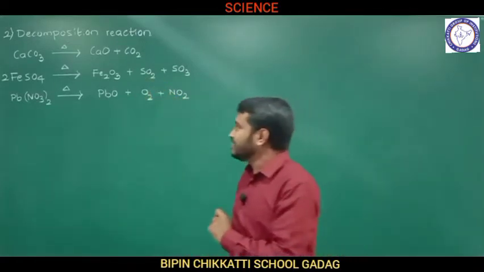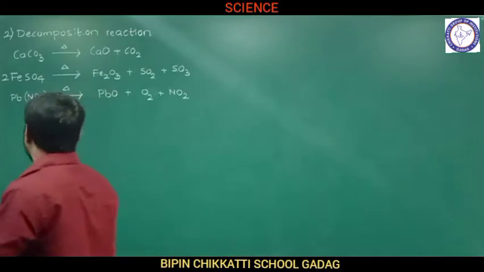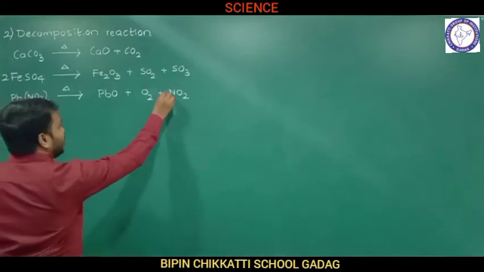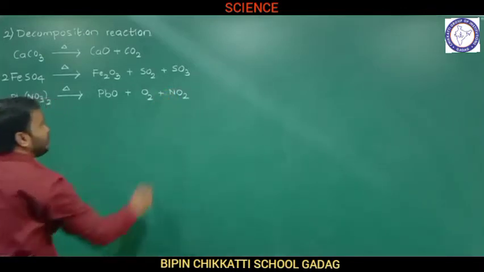So we need to balance this equation also, and this belongs to the decomposition reaction, because from one reactant we got 3 simpler products here. If you consider nitrogen, it is 2 here, whereas nitrogen is 1 here, so let me write 2.